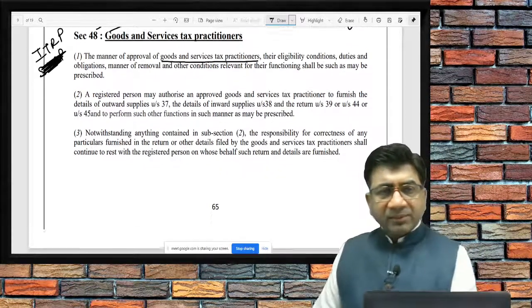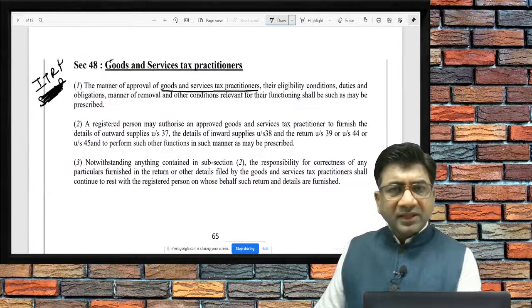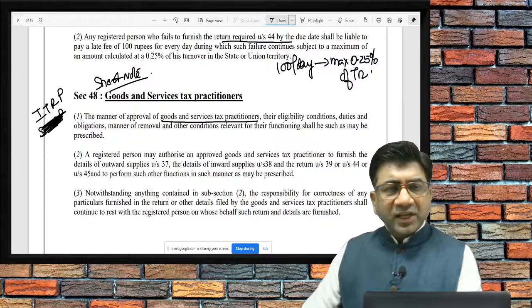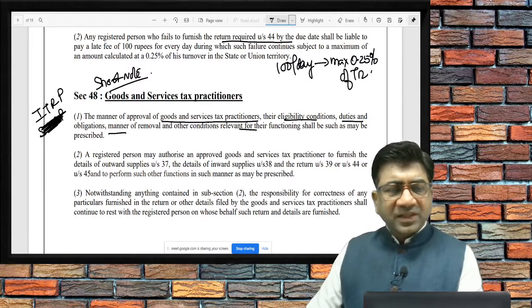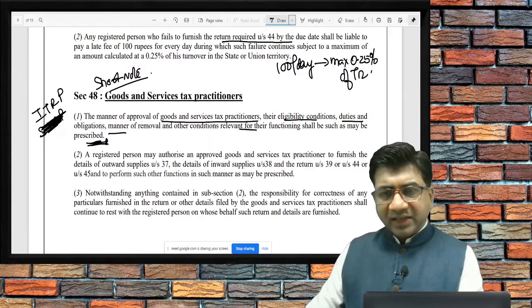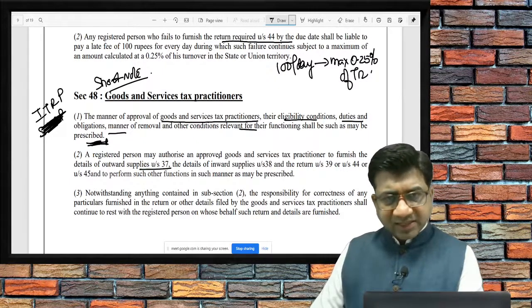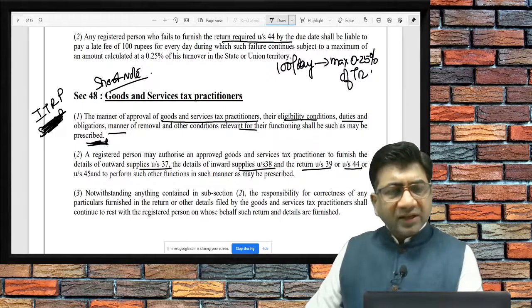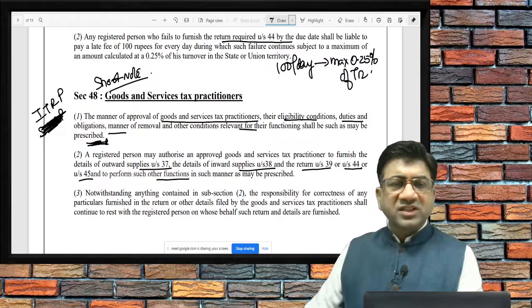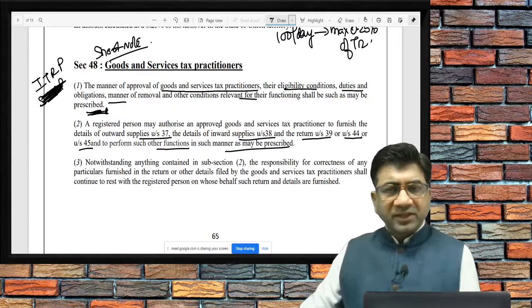So what you have to remember is the key things in this. I think just 3 or 4 lines are there. Manner of approval of GSTP, their eligibility conditions, duties and obligations, functions shall be as prescribed. Can you find some rules for this? Please let me know. A registered person may authorize and approve a GSTP to furnish the returns: inward supplies returns, return under 39, return under 44 and return under 45, and to perform such functions as may be prescribed. So as per the rules, he will help you in fulfilling your responsibilities.